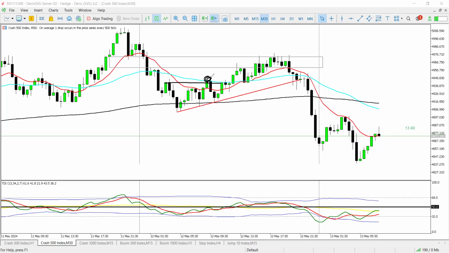If you want to sell from here, remember this is a lower high based on this main high here. So if you want to sell this particular setup, you have to wait for price to break this order block.